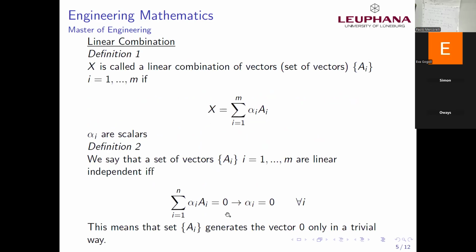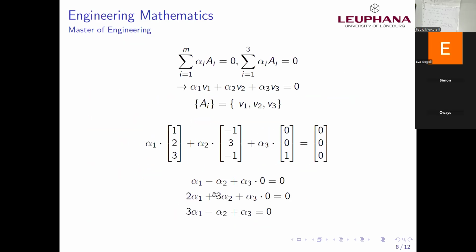They are independent if all are 0. Let me do the calculation with you here in the slide. Applying the definition means alpha 1, which multiplies V1. V1 was (1, 2, 3), plus alpha 2, which multiplies V2. V2 was (-1, 3, -1), plus alpha 3, which multiplies (0, 0, 1), should generate, you remember the word generate, (0, 0, 0). Remember, this at the end of the definition can be used also this way to say.